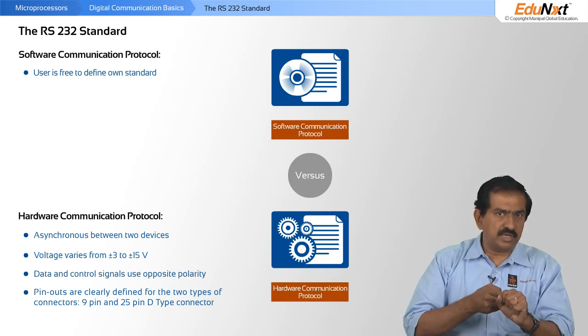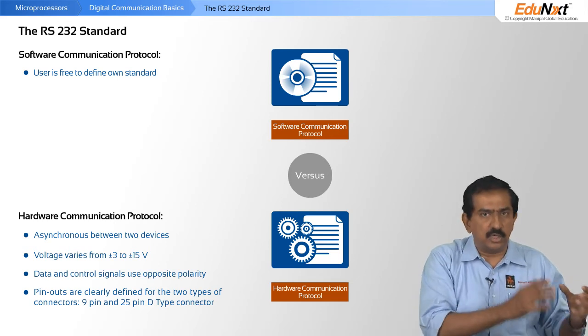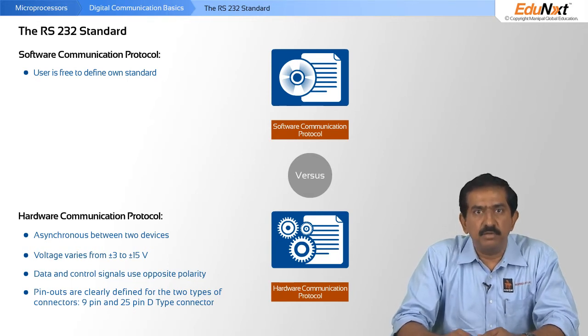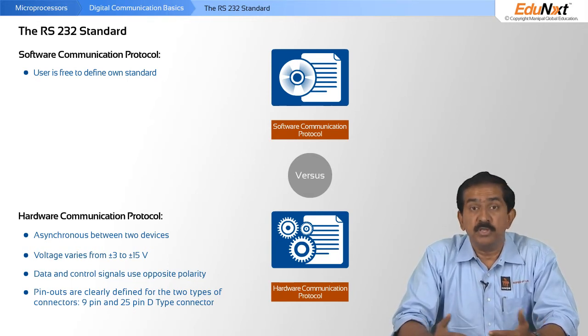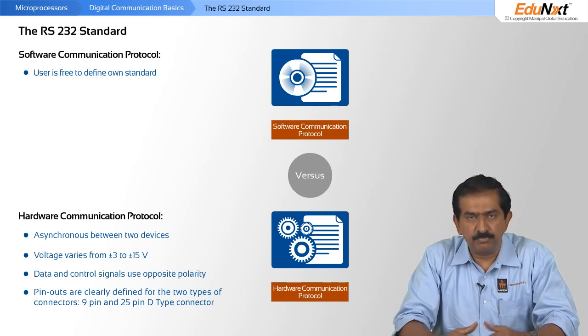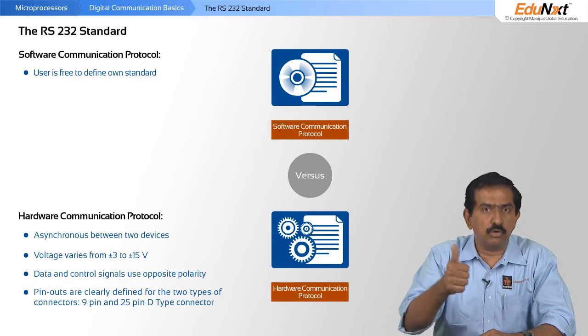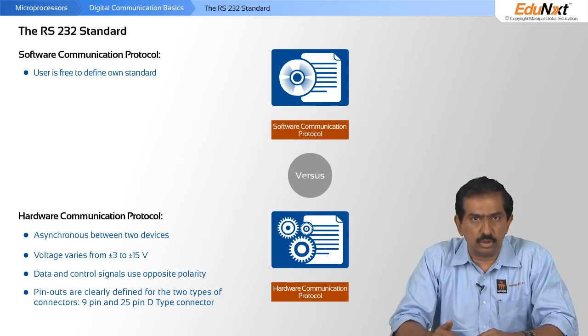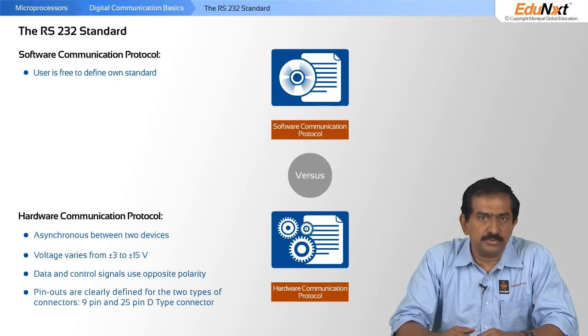There are 2 kinds of connectors. There is a 9-pin connector and a 25-pin connector. In both cases, the pinouts are defined by this protocol. The RS-232 is the most common protocol used in normal computer applications. It's also called the COM port. So you have COM1, COM2, COM3 ports that are present in most desktops and in many cases many laptops.